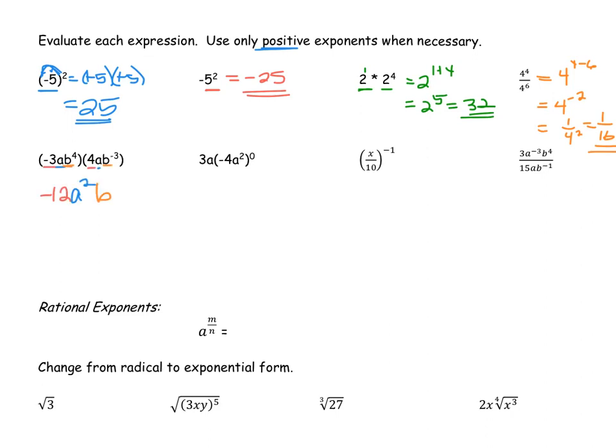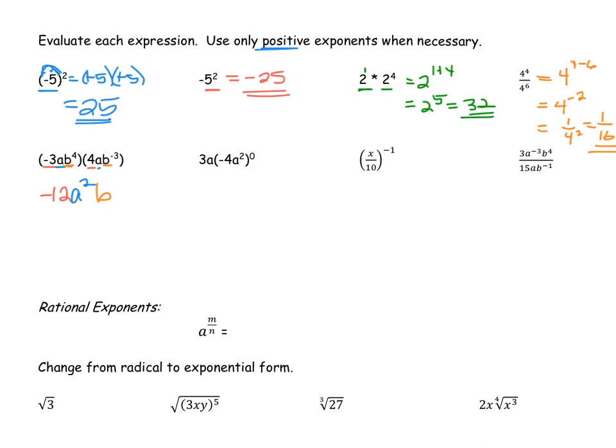The 3 and the negative 3 and the 4 would multiply to get negative 12. A times A would be A squared. And if we have B to the 4th times B to the negative 3rd, and we add those exponents together, we would get B to the 1st, or B.